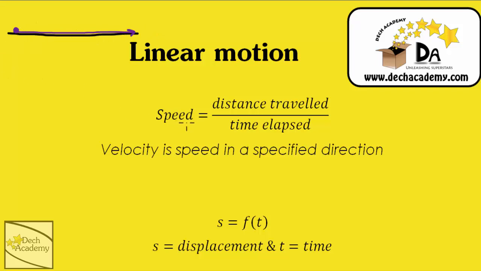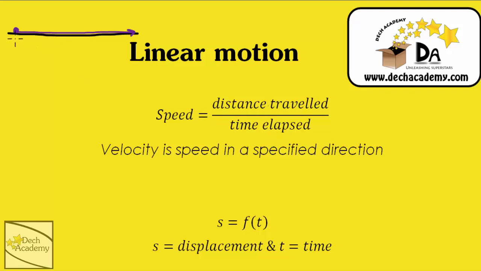As you know, the speed of a moving object can be determined by dividing the distance traveled by that object by the time it took for that object to cover this distance. So speed is distance traveled divided by time elapsed.